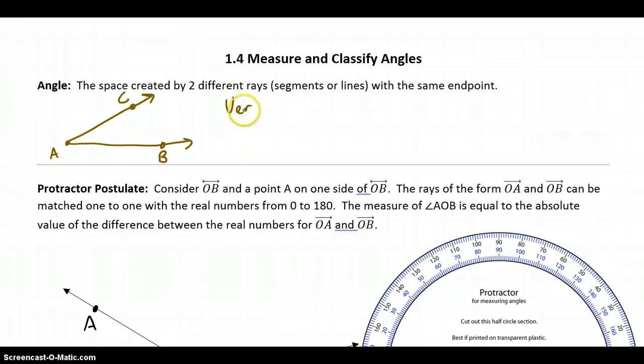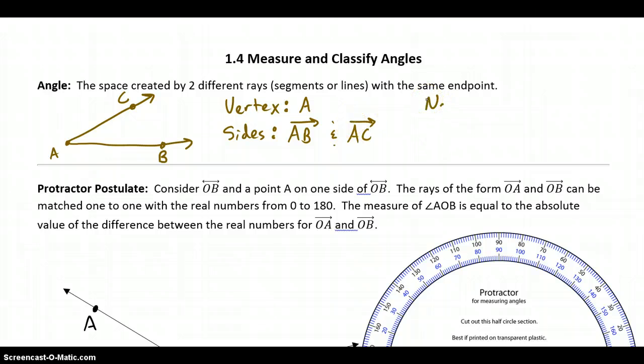The vertex of this angle is a point, and it's going to be point A, capital A. The sides of this angle are going to be ray AB and ray AC.